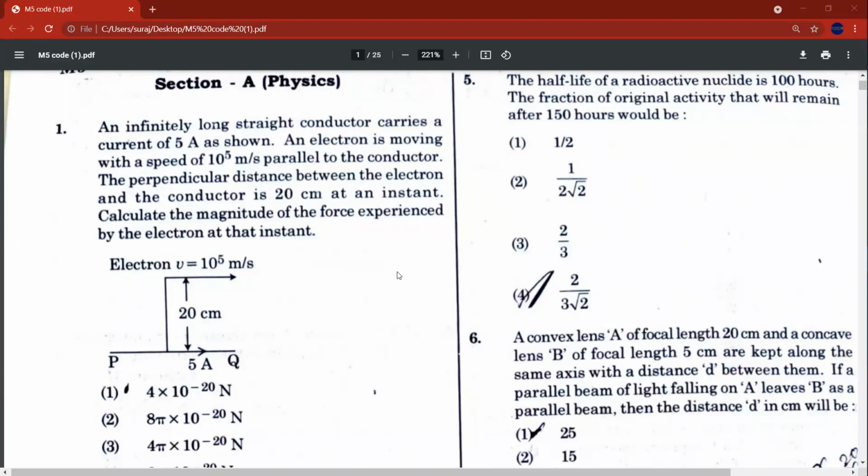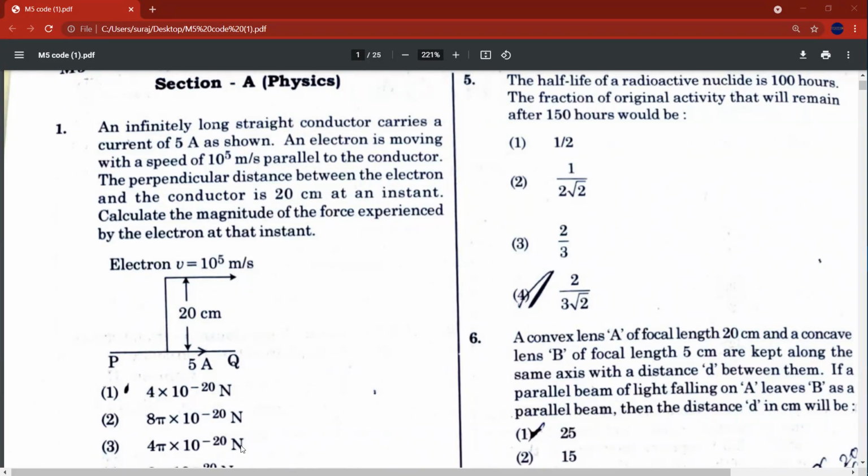How was the paper? Most of the students are saying physics was difficult, biology was easy, and chemistry was somewhat moderate. Yeah, it's true. Physics was difficult. Many questions were totally unexpected, and even the average questions were a bit tricky. So there was a high probability that you might get a wrong answer. Fine, let's see the solution. Let us discuss the paper.